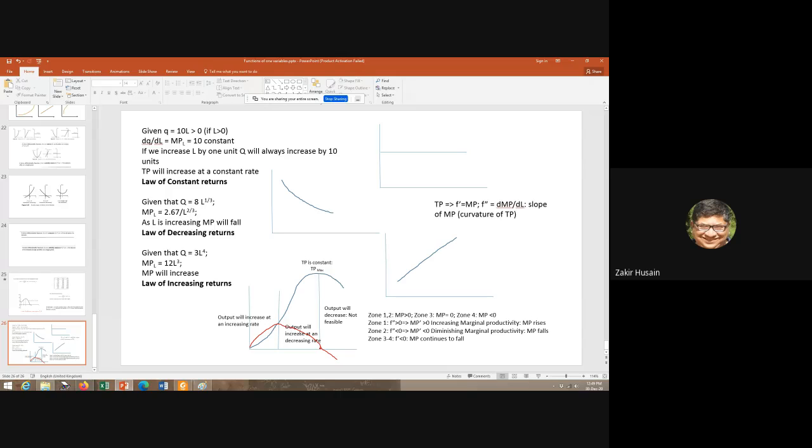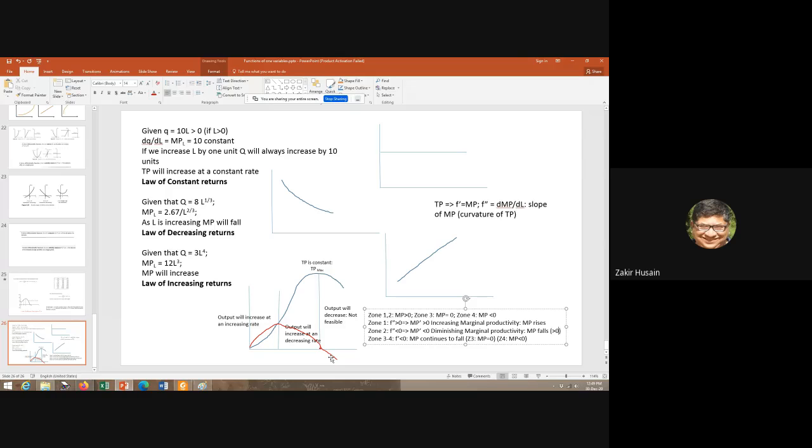The only difference is in this part, it is falling, but the value of MP is still positive. In zone 3, MP becomes 0, and in zone 4, MP becomes negative. Okay. So if we draw the total product curve and the marginal product curve, it will be like this.